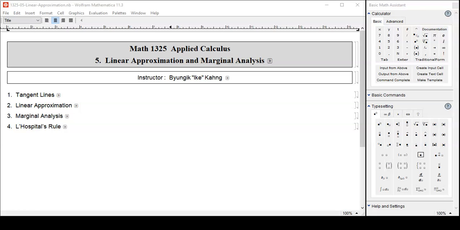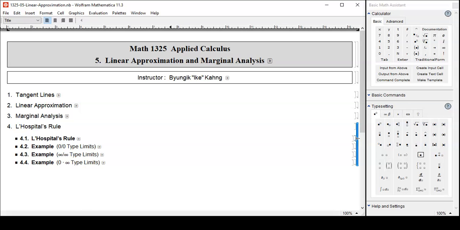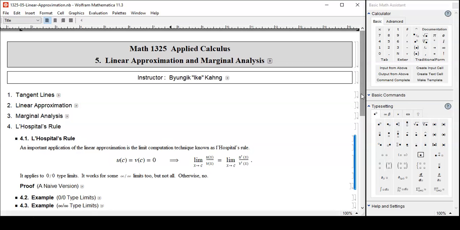Hello students, welcome back. The final topic here is section 4, L'Hopital's rule. L'Hopital's rule is a limit computation technique, so some people may think this is a bit out of place, but believe me, it is related to linear approximation. Here's the statement.